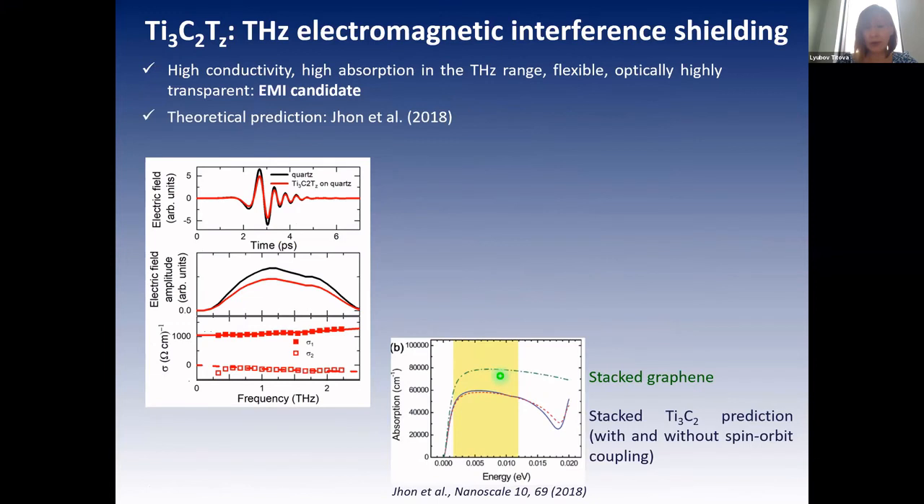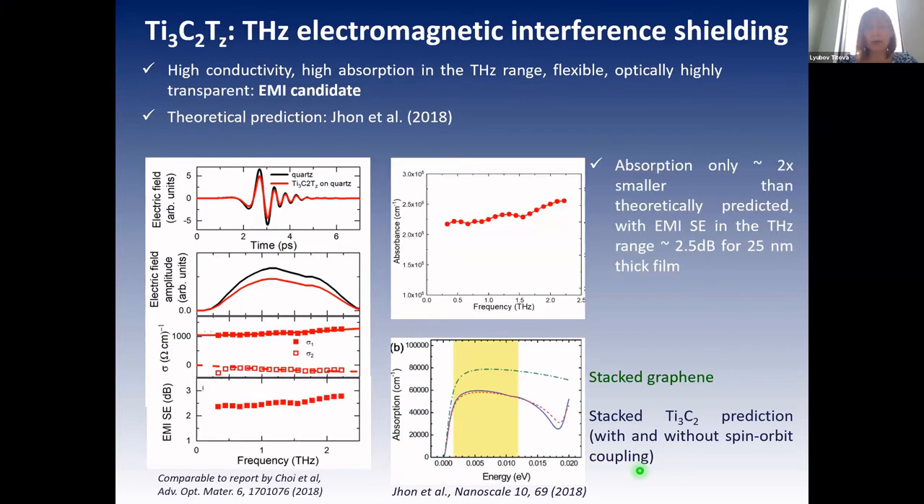Previously, a critical work by Jeon and collaborators predicted that stacked titanium carbide should have quite a high absorption coefficient in the terahertz range. And indeed, what we calculate from our data is that the absorption coefficient is very close to the predicted values, maybe only a factor of two smaller. We can also calculate electromagnetic shielding efficiency, and we find that for the thin film of only 25 nanometers, we get approximately 2.5 decibels of attenuation. So hopefully by scaling it up, we can get to much higher values, okay?